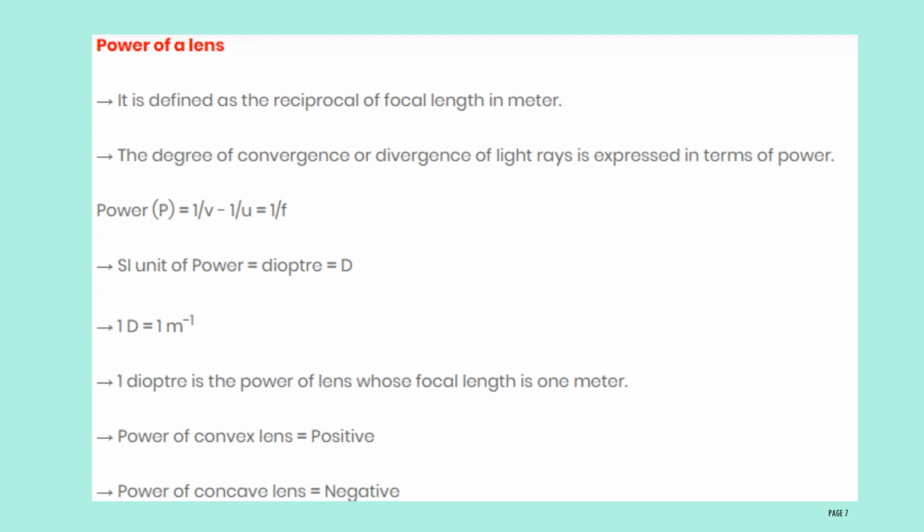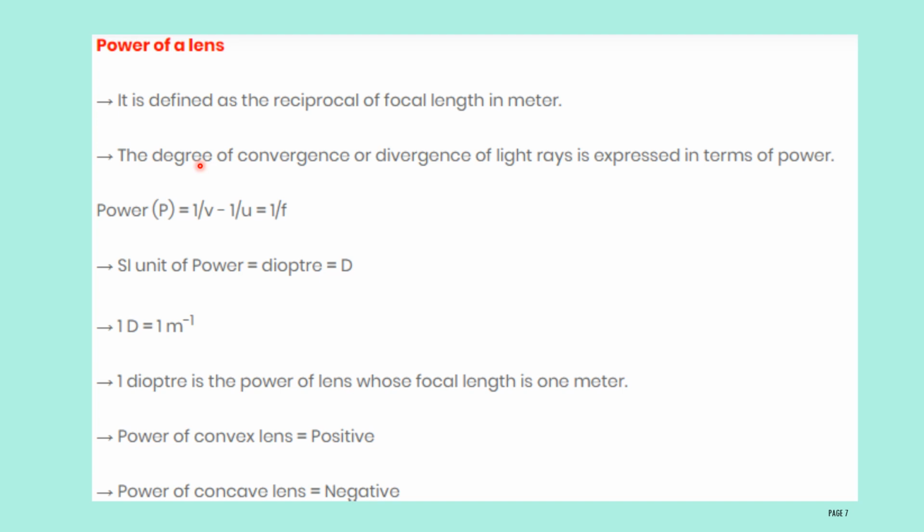Power of a lens is defined as the reciprocal of focal length in meter. The degree of convergence and divergence of light rays is expressed in terms of power. Normally we use lenses. Some lenses diverge, some lenses converge. The degree of convergence and divergence will be decided by the power of a lens.